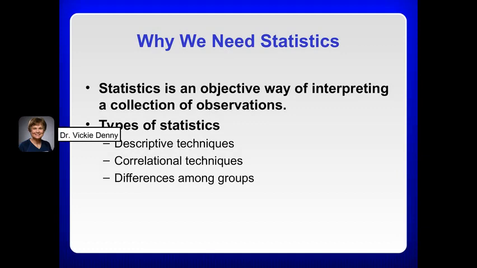As we get into the area of statistics, just a brief overview with some concepts as relates to statistics. We use statistics as an objective way that we can interpret the collection of the data that we have. There are different types of statistics that we can use on our data. Some fall under the category of descriptive techniques, correlational techniques, and then statistics that look specifically at the differences among groups.